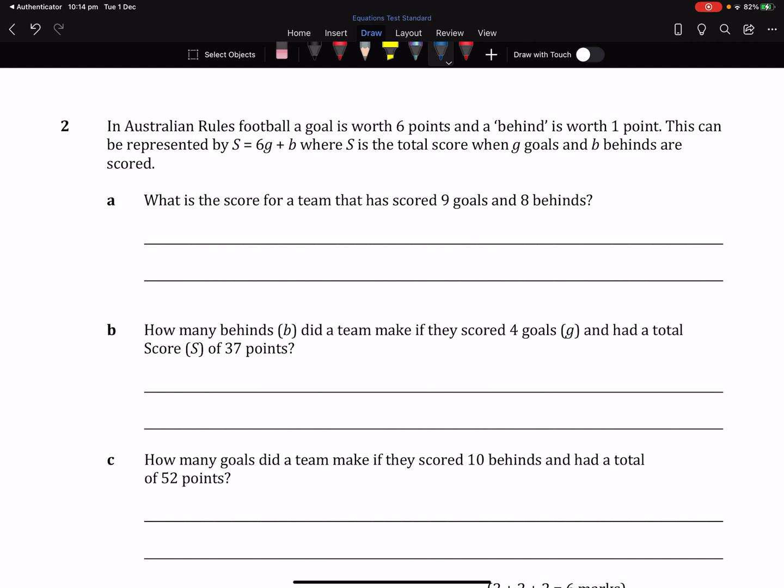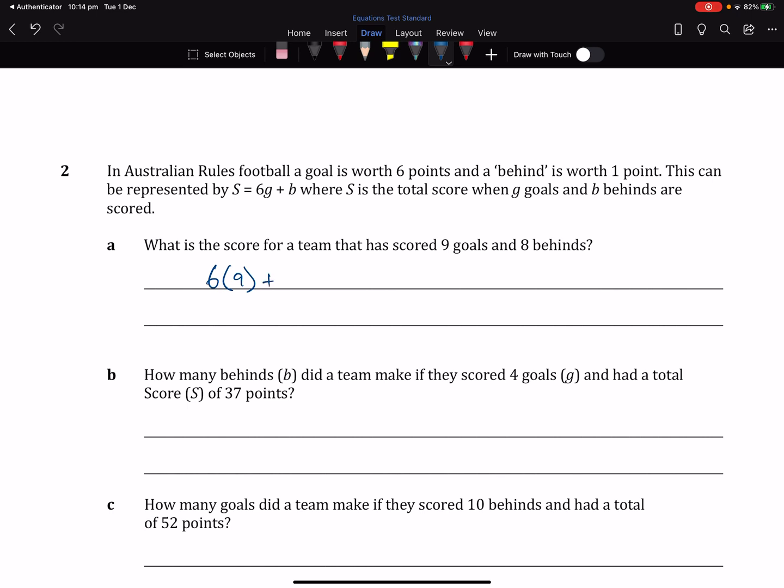Again, this is just a substitution, all right? We're going to have 9 goals, so it's going to be 6 times 9, 9 being the G value, plus 8 behinds, right? We work that out. 6 times 9 is 54, plus 8, and again, just for space, I'm going to come across here. So 54 and 8, of course, is 62. So 62 points, all right? And again, try to write a word answer if you can. So 62 points with 9 goals and 8 behinds. So something like that would be ideal. So that was just substitution again.